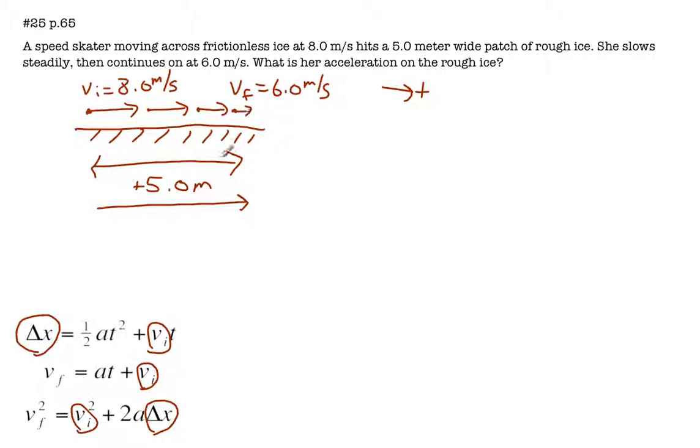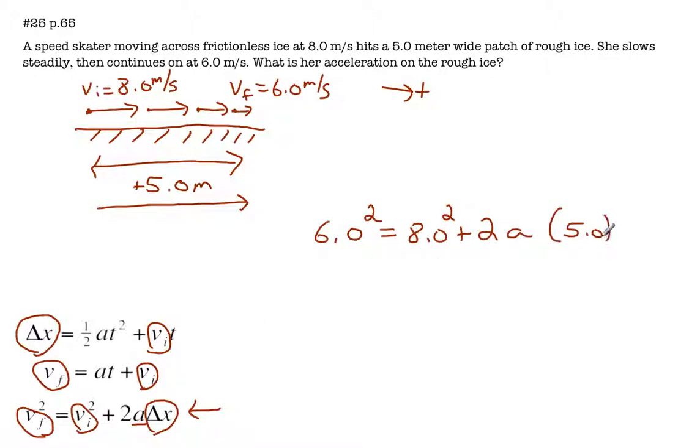And everywhere there's a final velocity, I'm going to circle that as well. And if you take a look at the equations now, there is one that's solvable. It's the third one. It's solvable for acceleration. So I could plug these numbers in and solve for acceleration. V final squared, so 6.0 squared, equals V initial squared, that's 8.0 squared, plus 2a delta x, which is 5.0 meters. And then you could just solve for the acceleration using algebra.